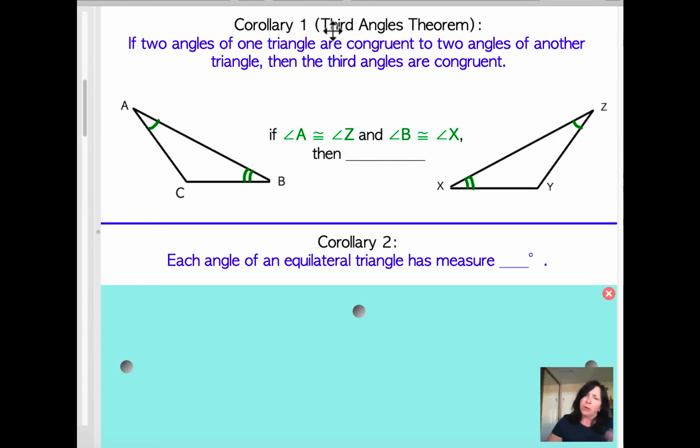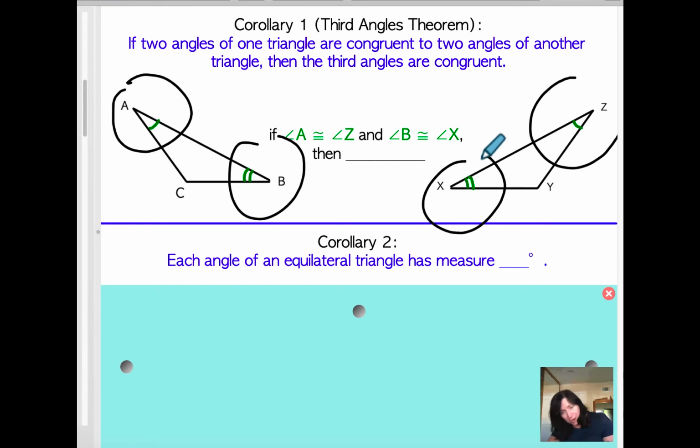Additionally, we were all talking about triangle angle sum theorems yesterday. If you see angles marked with 1 slash and 2 slashes, that means they're not congruent. What they're saying is if this angle here is congruent to this angle here, and this angle is congruent to this angle, then that leaves angle C congruent to angle Y. So basically, if two angles of one triangle are congruent to two angles of another triangle, then the third angles are congruent.